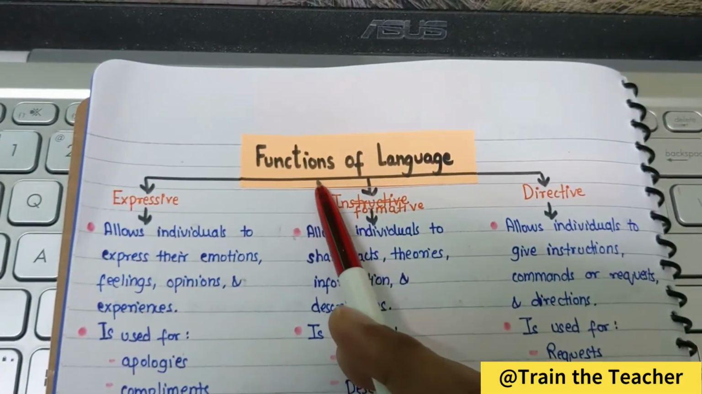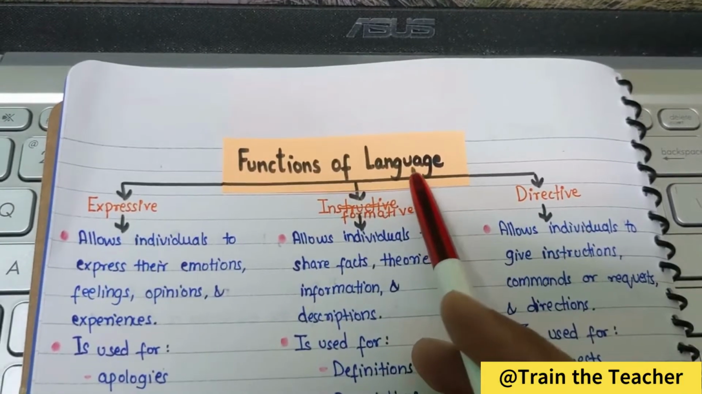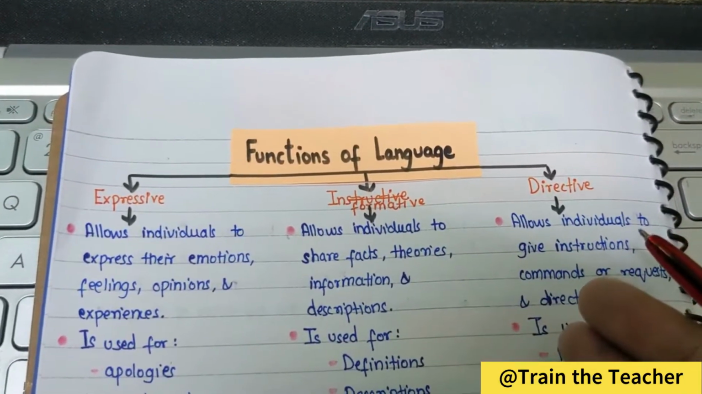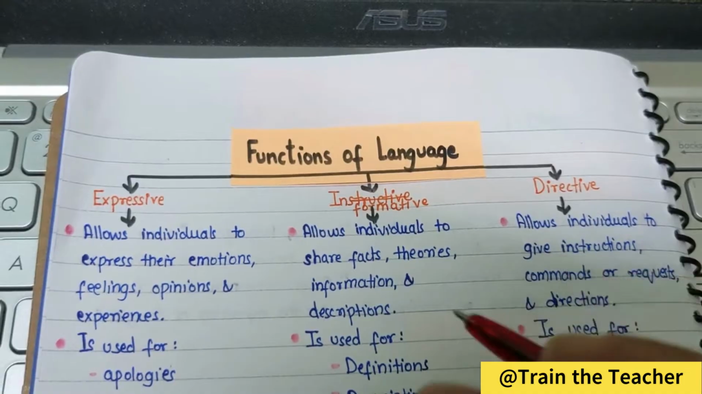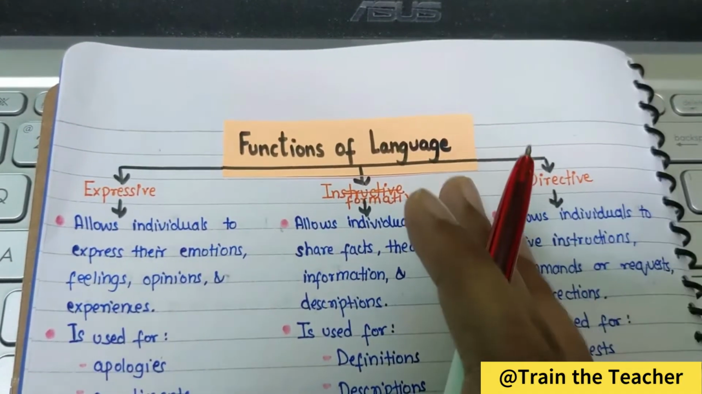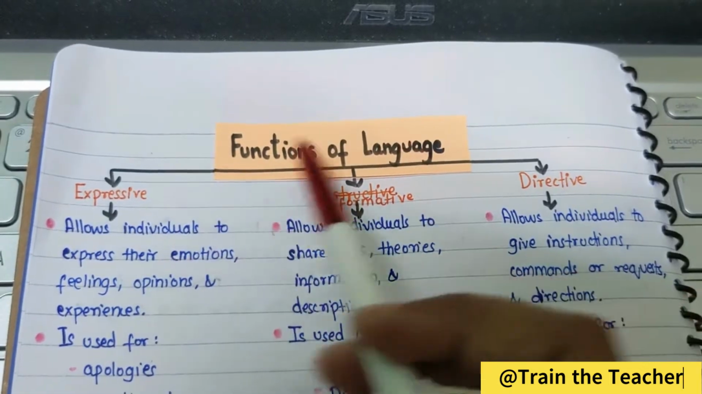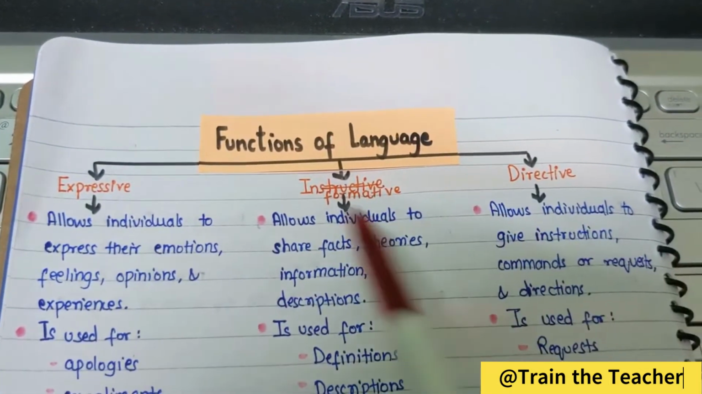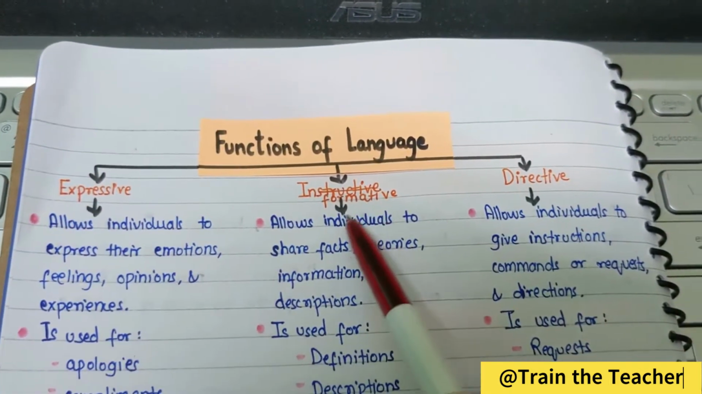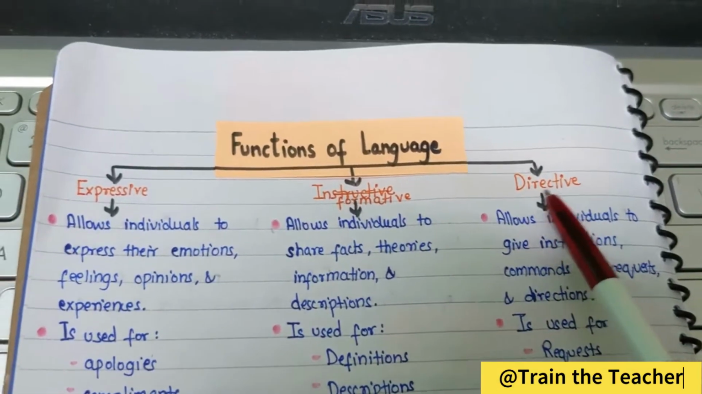Now, functions of language means कि language किस लिए use हो रही है. Obviously language बोलचाल के लिए use होती है, but in communication, how is language being used? Now there are 3 simple ways. It's really simple. One is to express, other is to inform, and the third is to direct. Okay.